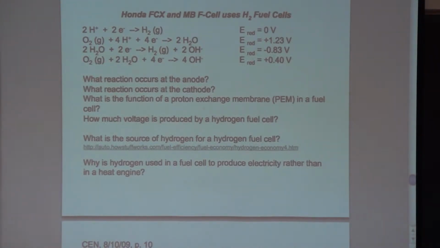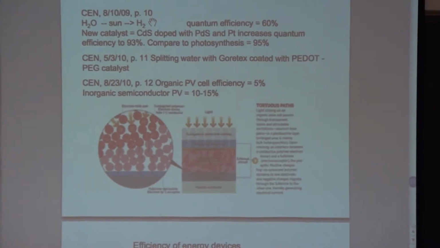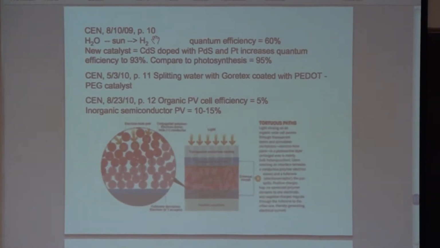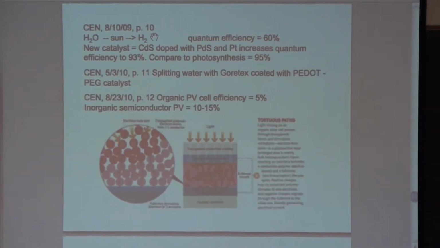Okay, let's keep on going. Here's some other information about efficiency. When H2 is produced from the sun, the quantum efficiency is 60%. Quantum efficiency tells you that for every 100 photons, which is the energy in, that go into this process, you get 60 electrons out of it. So that's what quantum efficiency of 60% means.